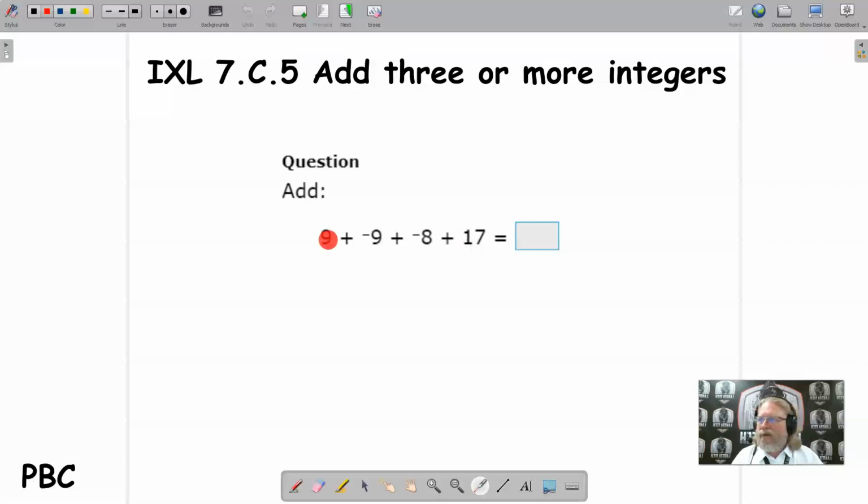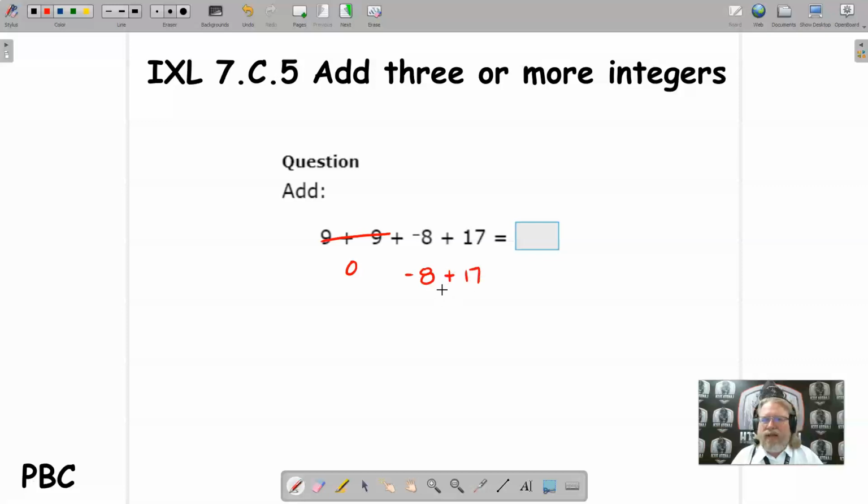Well, this first one, I noticed that 9 and negative 9, those are opposites. So they're going to equal 0, right? So we can pretty much rule that part out. So we're just dealing with negative 8 plus 17, right?